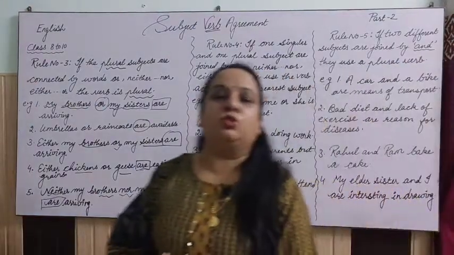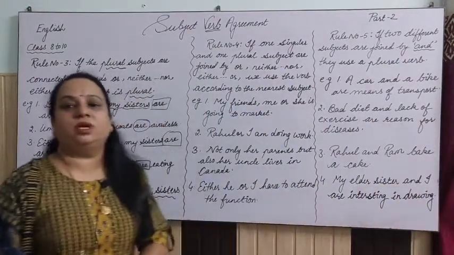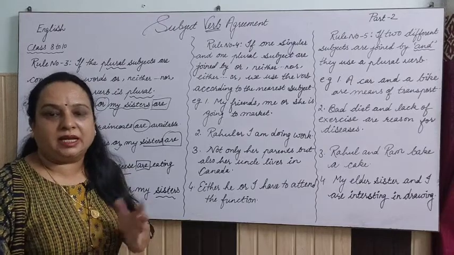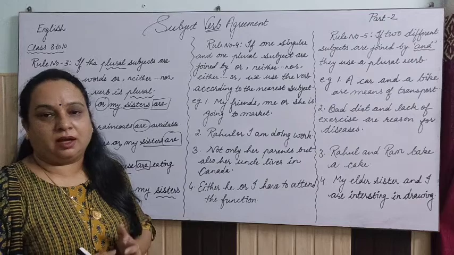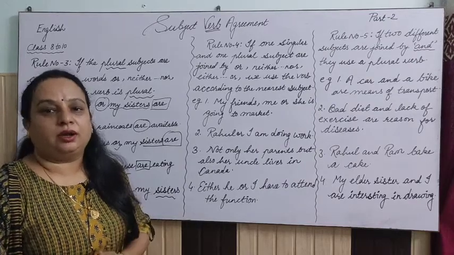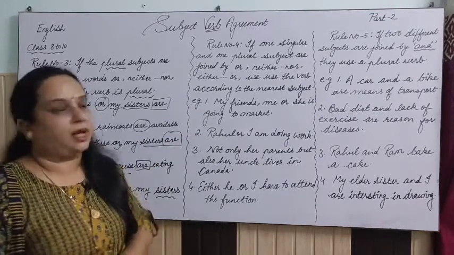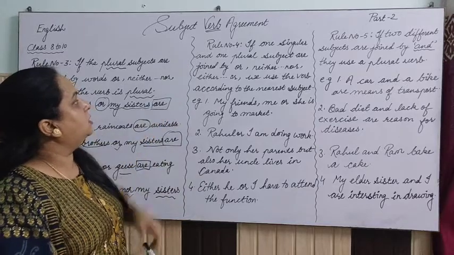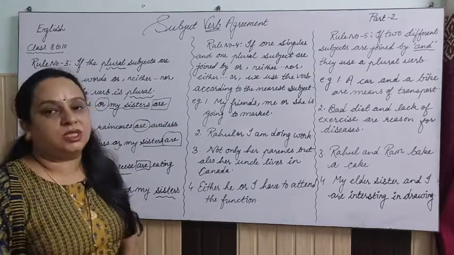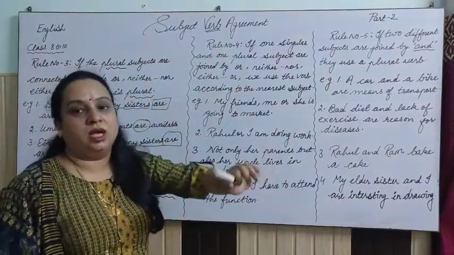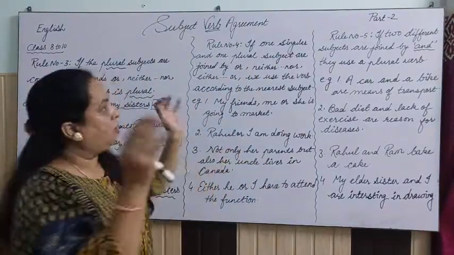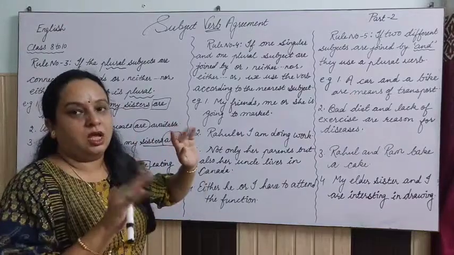When we talk about rule number 4, it is again something related to or, either, nor, neither nor, either or, and or, right? That is also related to that. So let's see what is written here. Rule number 4 says: if one singular and one plural. Here it is different. It's a combination of second and third.